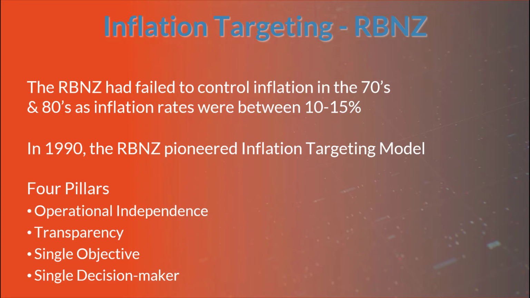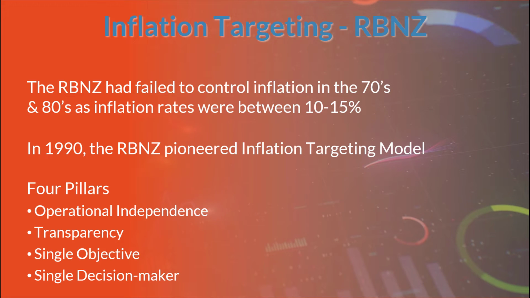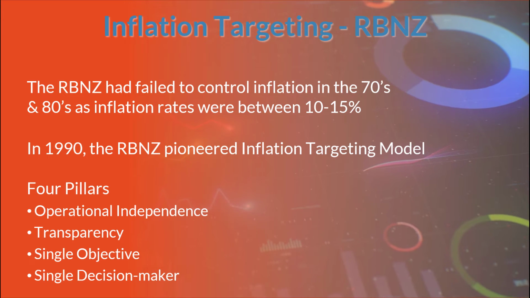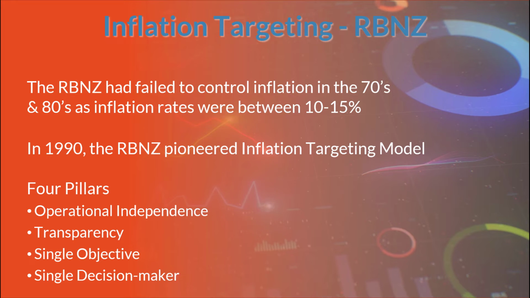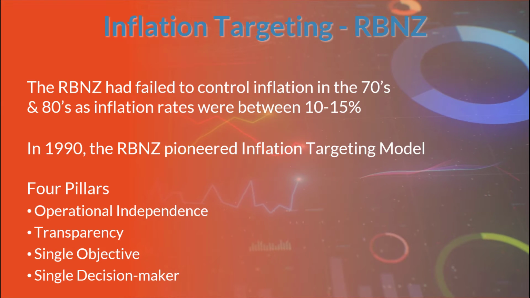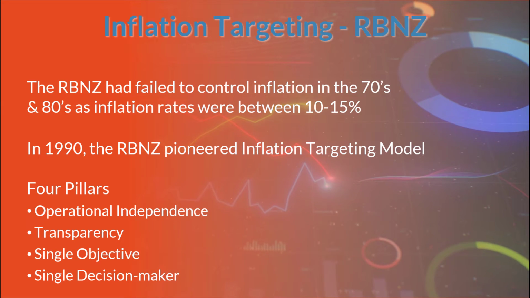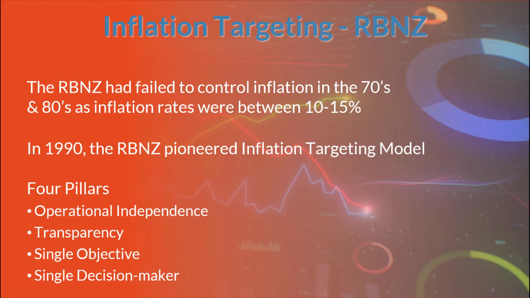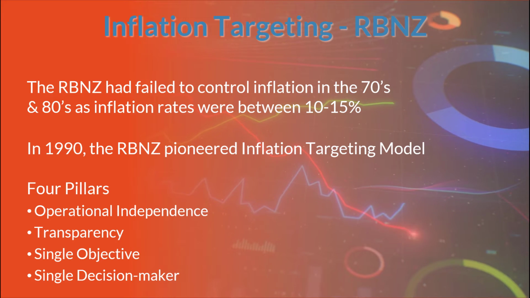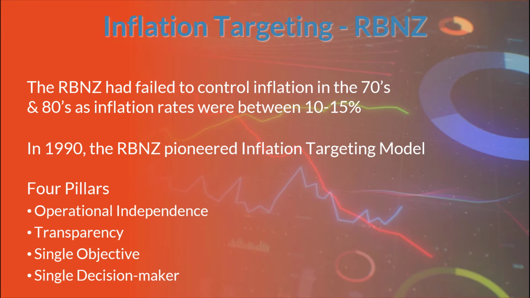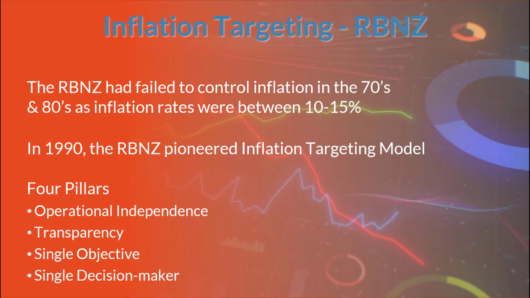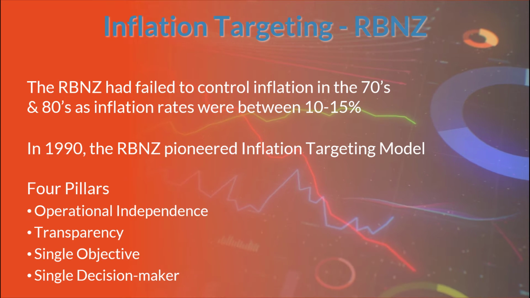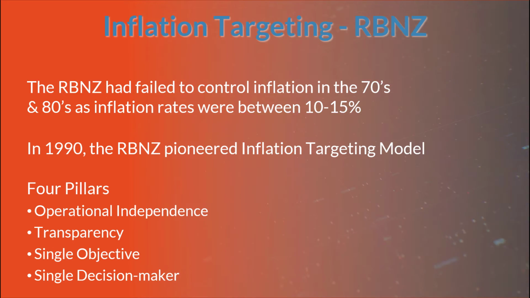Everything is published because what they want is they want the people and businesses of New Zealand to fully believe in what the governor says they're going to do. So transparency is very big. And as we talked about, there's a single objective, inflation targeting, and the governor controls it all. This has successfully brought inflation in New Zealand down, and it's actually a very revolutionary model that a lot of other countries have adopted into their central banking.